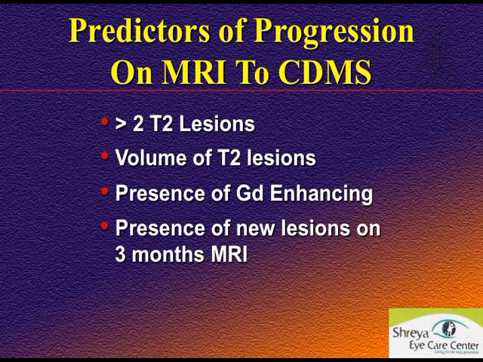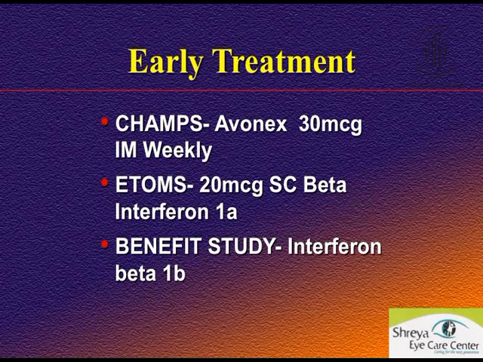Just half a minute. These are some of the MRI predictors. If you have more than 2 lesions on the MRI, the volume of the lesions, the gadolinium enhancement, or the presence of a new lesion on an MRI done within 3 months. So these are the treatment protocols. The CHAMP study, which uses beta interferon, weekly injection. The early treatment studies, interferon 1A subcutaneous, and then another study, BENEFIT, beta 1B.